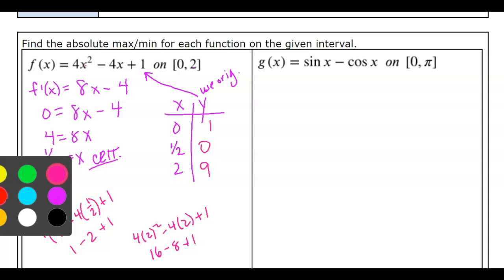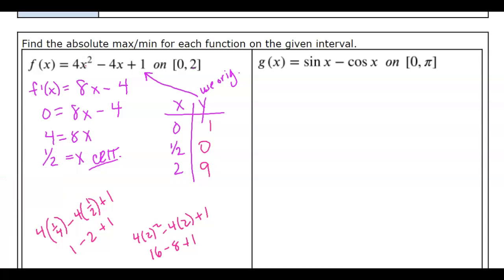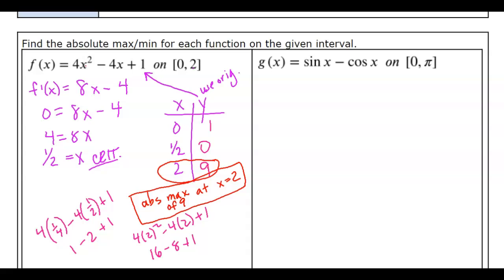So what I would say, and they just wanted to know, find the absolute max and min. So the overall highest, I would say there's an absolute max of 9 at x equals 2. And we're going to write the overall lowest value is this. So there is an absolute min of 0 at x equals 1/2.